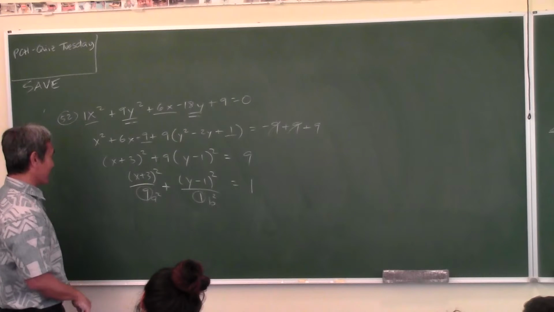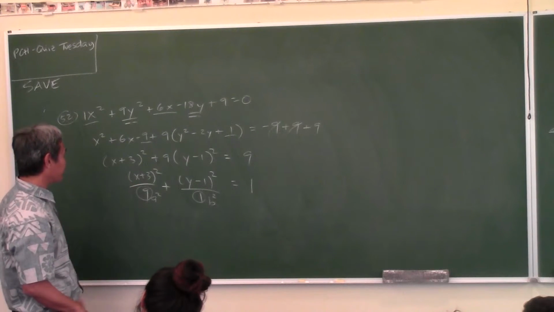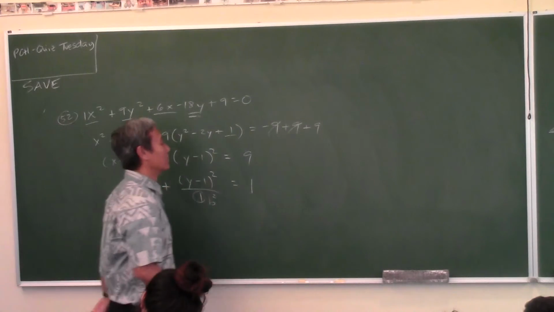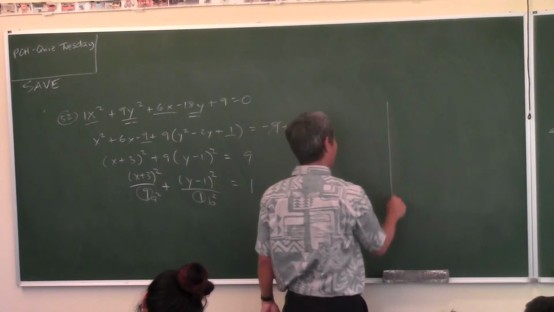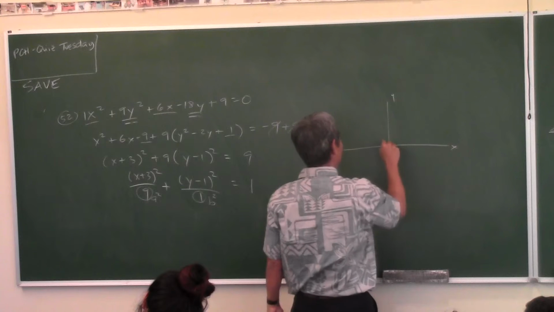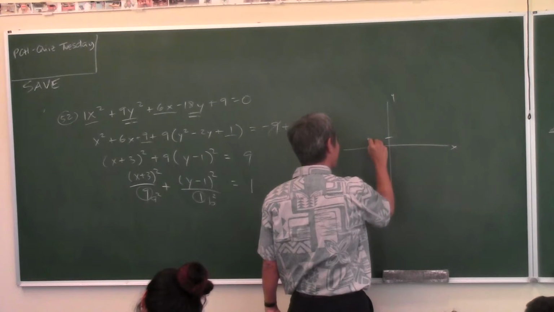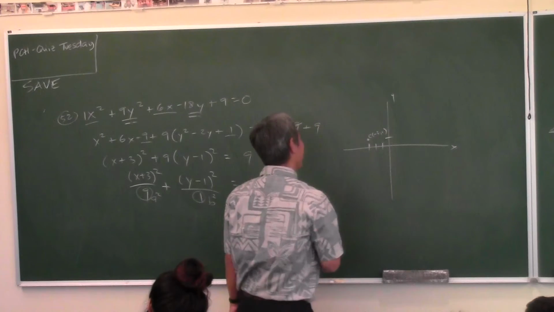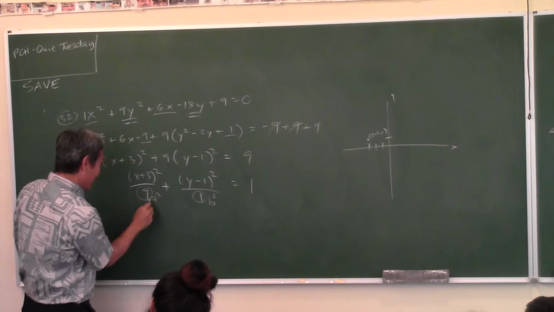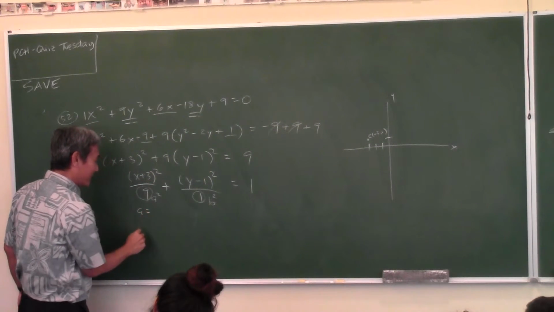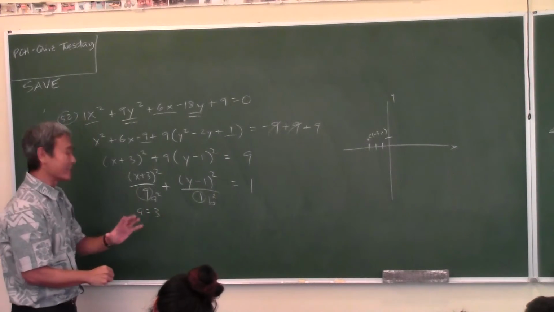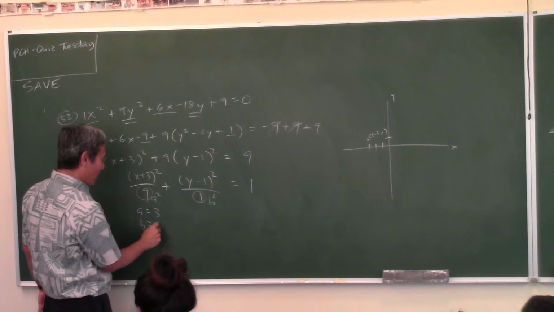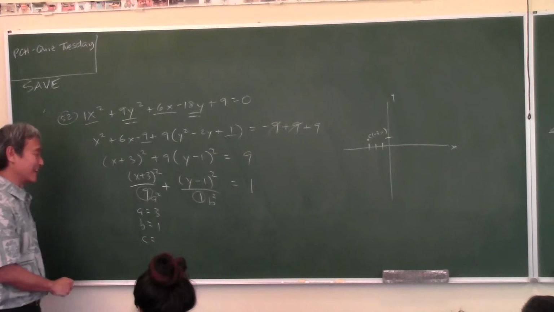So let's just do this quickly. Where's the center of this ellipse? Negative 3, 1. So negative 3, 1. That's the center. Okay? Now, how much do I go left and right? Well, if a squared is 9, what is a? 3. In fact, why don't we just figure out everything right now? If b squared is 1, what is b? 1. And then how do I figure out c?